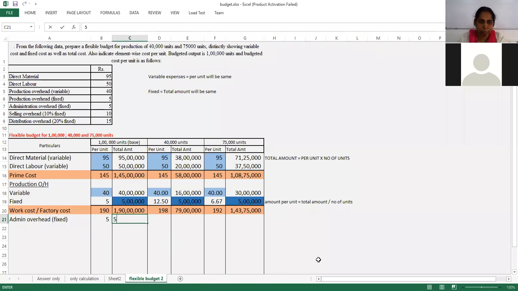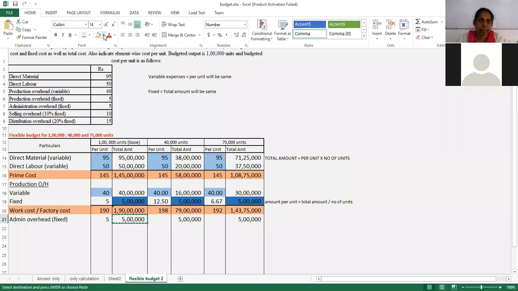Total amount equal to per unit into total number of units. Per unit is 5 rupees, number of units are 1 lakh. So 5 lakhs. If it is fixed, which one will be same? The total amount will be same. So I'll be writing the total amount in the total amount column, same amount, 5 lakhs, 5 lakhs, 5 lakhs.